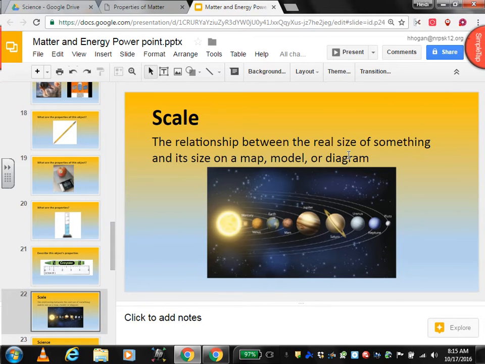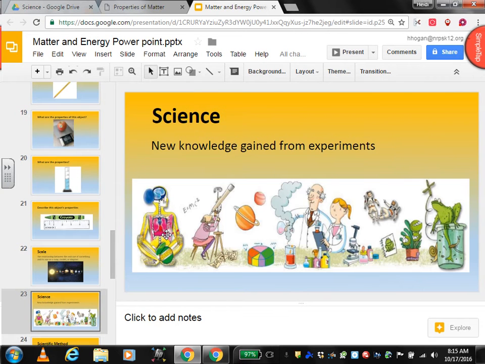So obviously, if you're doing the solar system, you have to make it fit on a page. So that's not the actual size. So that's what scale means.